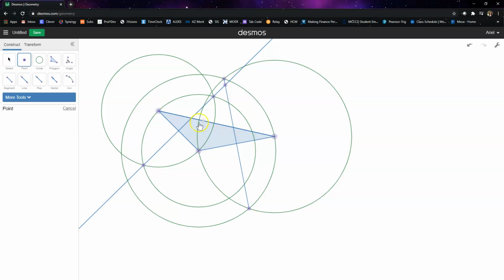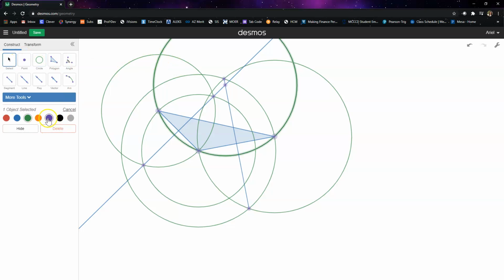I want to draw a point, and then I will center there for my circle and go through any of my three vertices of the triangle. When I do this, the new circle should go around all 3 points on my triangle. So if I make this purple, we can see it touches each of the edges of my triangle.